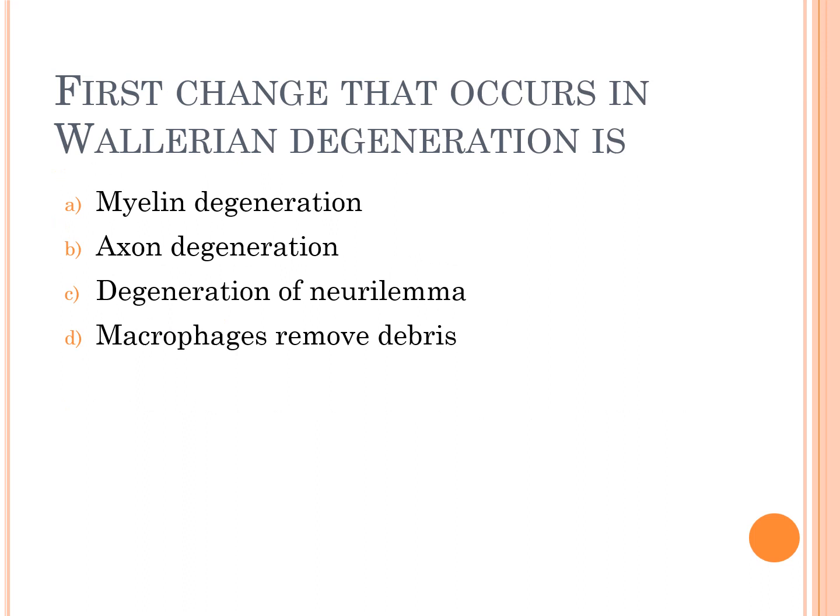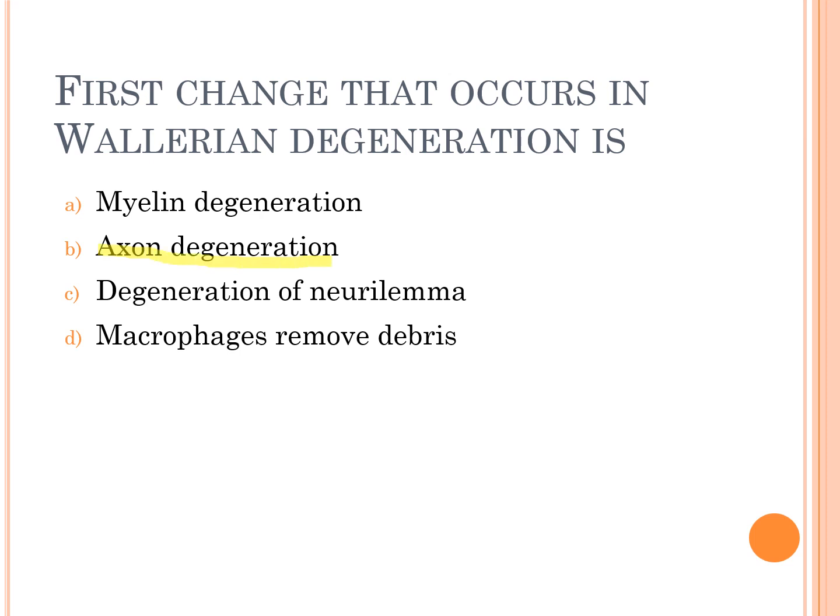An area of anesthesia following sensory damage. No. So the first change that occurs in Wallerian degeneration, which is the first change which occurs in Wallerian degeneration? What is Wallerian degeneration? Wallerian degeneration is the degenerative changes which occur distal to the site of injury. So what is the first change? Myelin degeneration, axon degeneration, degeneration of neurolemma, macrophages remove debris. Which is the first change which occurs? Yes, it is axon degeneration.